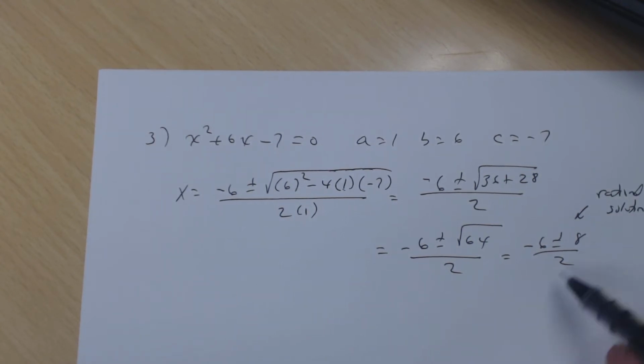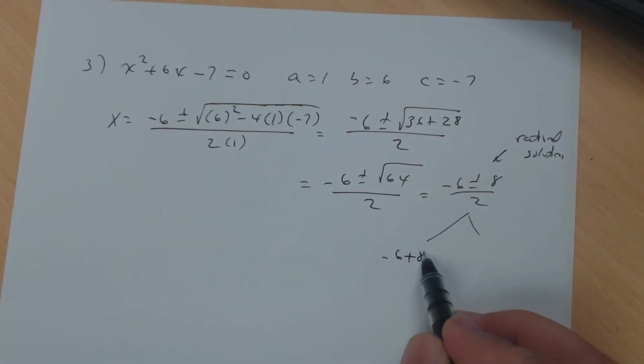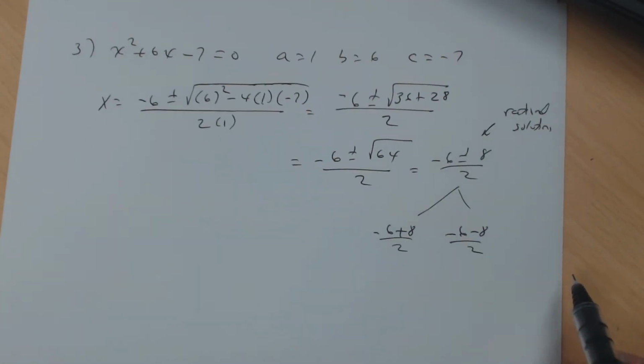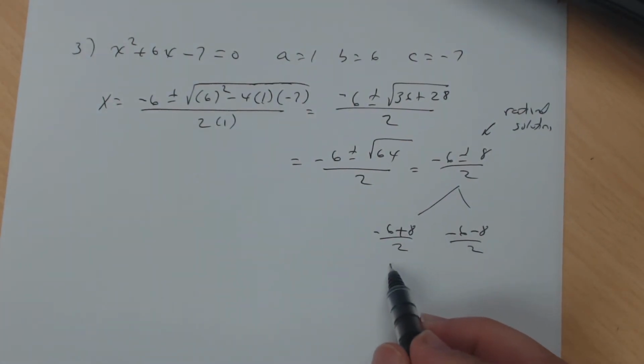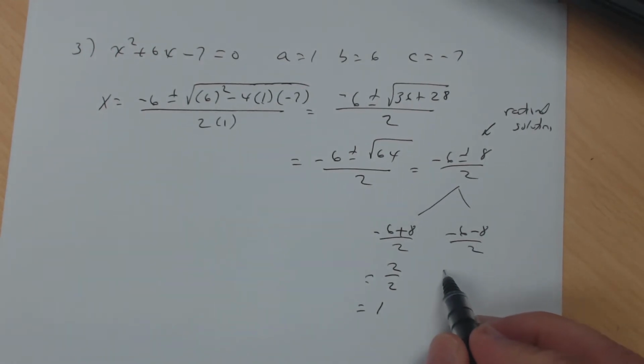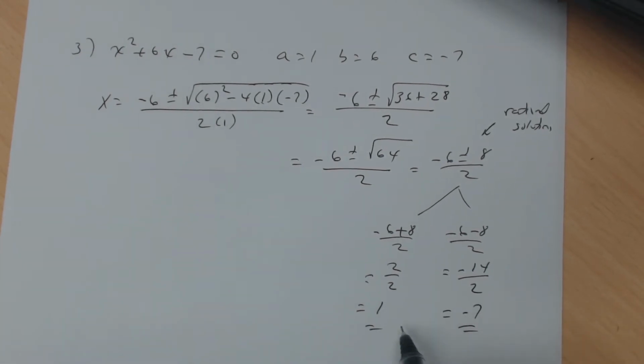And so remember what you did next, which is you wrote it as 2 separate solutions. So you say negative 6 plus 8 over 2, negative 6 minus 8 over 2. And negative 6 plus 8 is 2. 2 over 2 is 1. So there's one of your solutions. And remember, 1 is a rational number. Negative 6 and a negative 8 here is a negative 14. And then negative 14 divided by 2 is a negative 7. So you have 2 rational solutions.